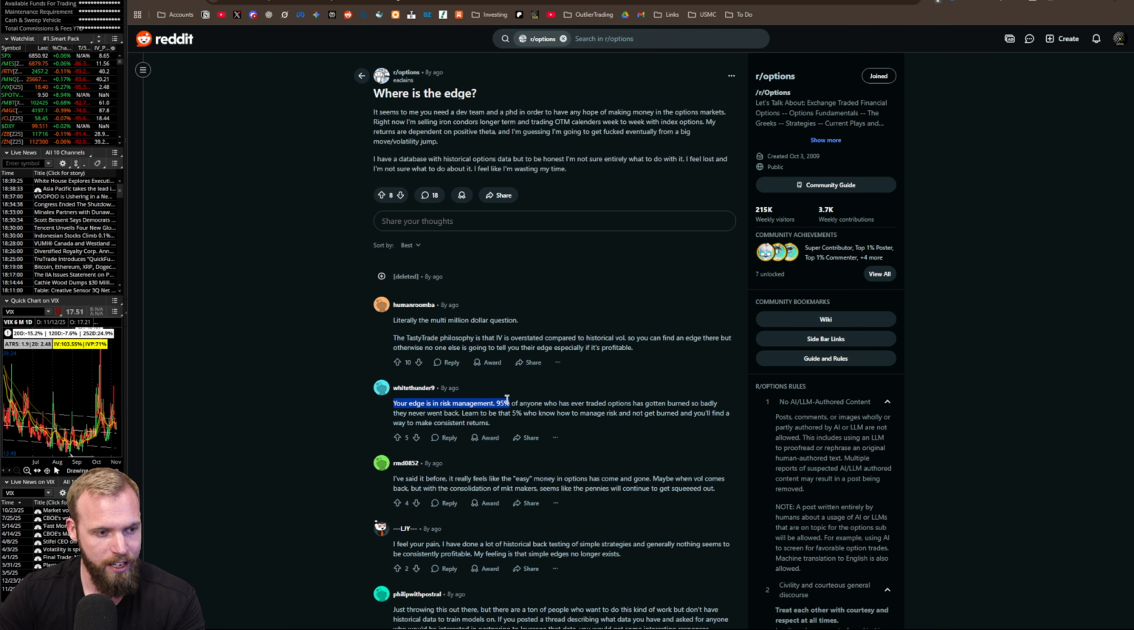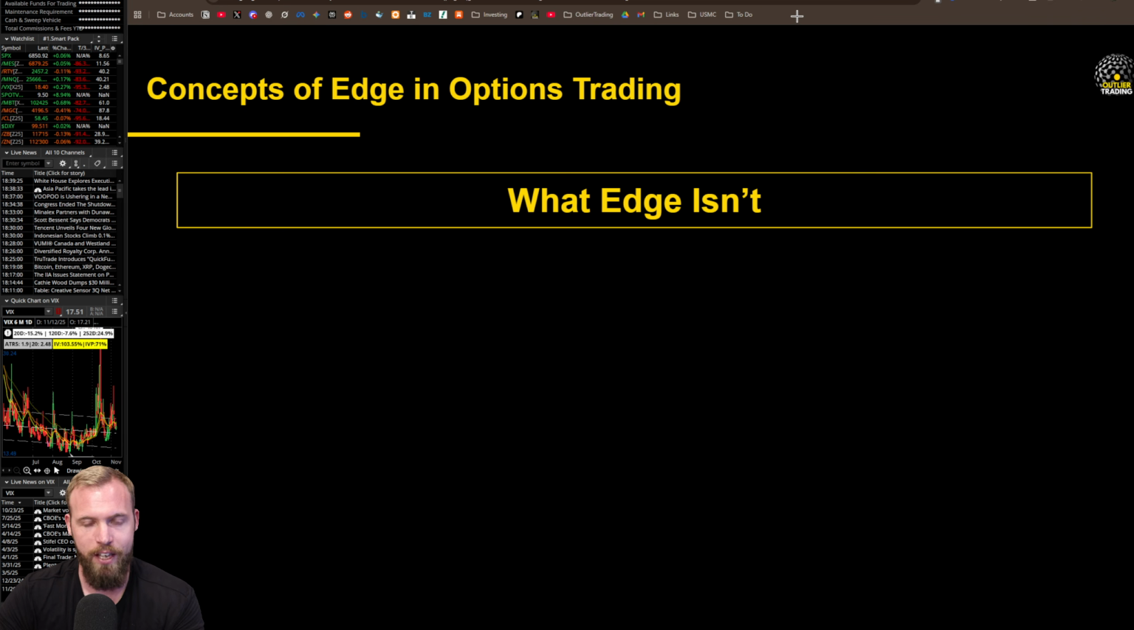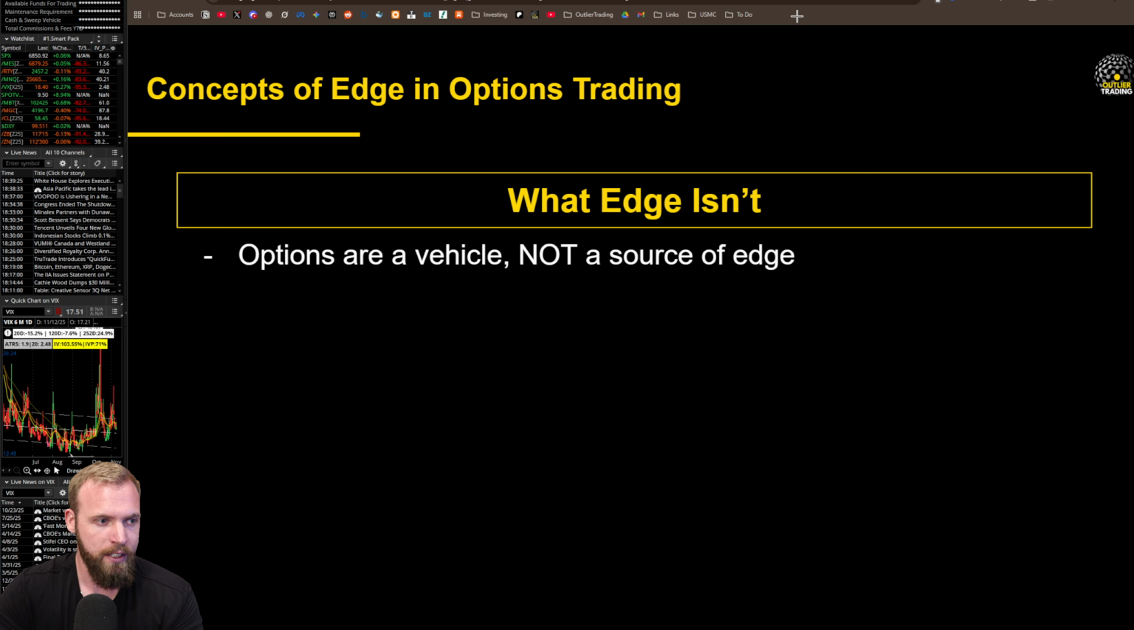This says your Edge is in management. This is completely incorrect, and you'll see why. This one is saying that it feels like the easy money is gone, which is also wrong. The fact of the matter is that you're going to find a ton of terrible information about Edge. So first things first, options are not Edge.